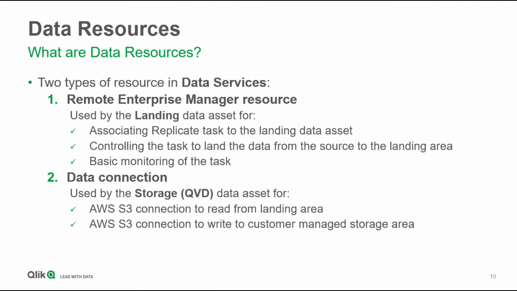What about data resources? In data services, there are two types of resources. A Remote Enterprise Manager resource is used by the landing data asset for associating replicate tasks with it, as well as for control and basic monitoring of these tasks. A data connection is used by the storage QVD data asset for connecting to the AWS S3 buckets for the purpose of either reading from the landing area or writing to the customer managed storage area.